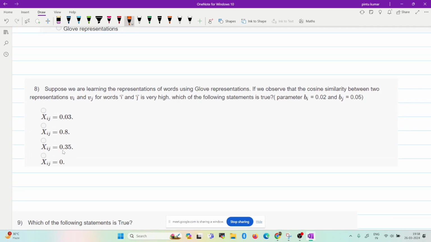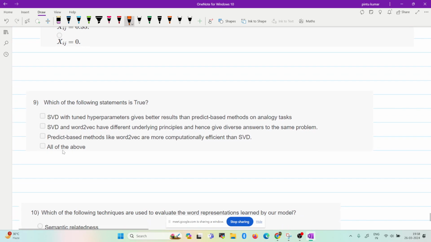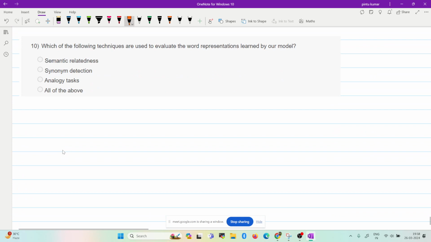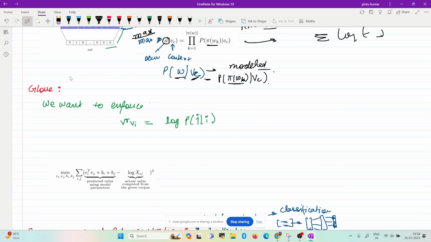Okay, the second question is, suppose that we are learning... we haven't done GloVe. I'll see if we can do that, and then we will come back to this question. Let's try to first do the last question, and then we'll look at the other two. Which of the following techniques are used to evaluate word representations learned by a vector? We saw that all these three methods were used to evaluate the quality of word representations, so all of the above is the correct answer. Let's quickly look at GloVe. I'll just give you an idea of what it is, and then we'll look at that question.